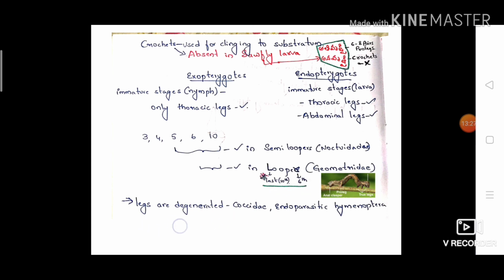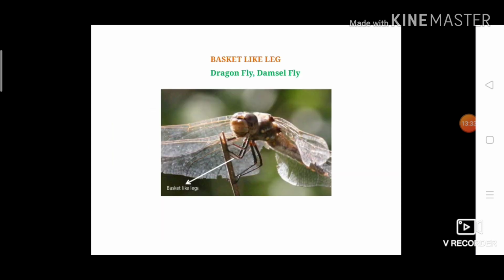The legs are degenerate in Coccidae and endoparasitic Hymenoptera. This is also important. And basket-like leg is present in the dragonfly or damselfly. Here the legs are just situated beneath the head and they are anterior in position. Here you can see the legs are spiny and closely packed. These are useful for seizing the prey during flight. And the captured insects are kept in the basket, and legs are not useful in locomotion.